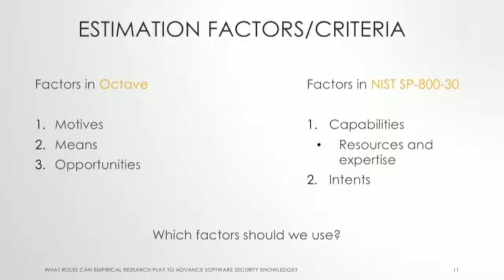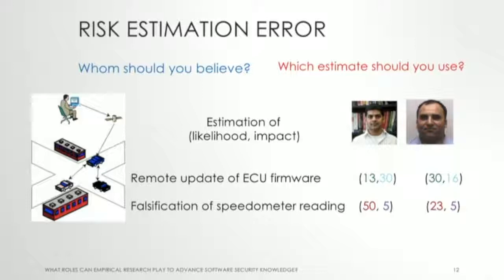From the other side, we've seen the capability: what are the resources available, from hardware, from scripts, and so on, that you could use to perform specific attacks? And also the intent for doing that or not. The question comes now whether you believe Rohit or you believe Lotfi. Which factor should I use? We know that we are using different methods. We need to use the same factor probably, so we can get to an agreement, right? So whom should you believe comes down to which estimate you should use.